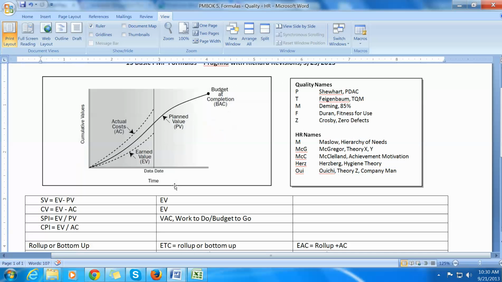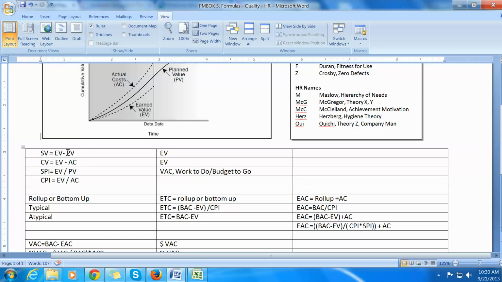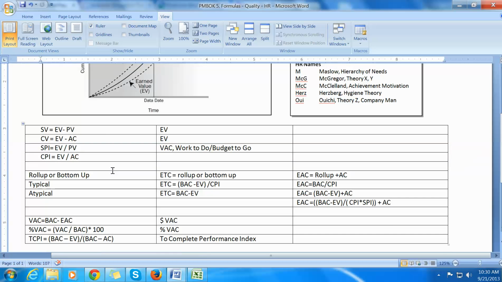So now you can see the chart is here. And this chart really supports all this regarding SV, CV, which stands for schedule variance, cost variance. You're going to have to figure out how to write your own. You'll find formula brain dumps all over the internet.